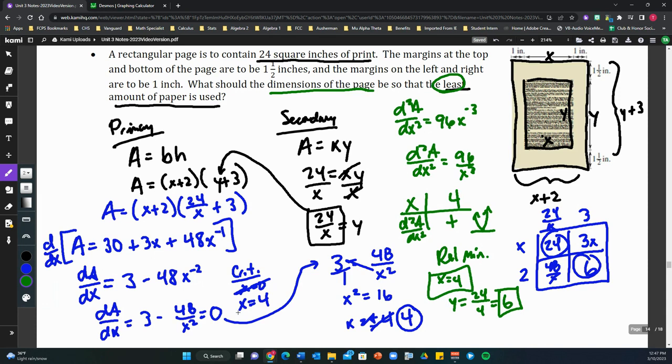To find the dimensions of the page, we would need to go back to the original primary equation. The base dimension is x plus 2, so that would be 6 inches. And then the height is y plus 3, so 6 plus 3 gives us 9 inches. So if we had a piece of paper 6 inches by 9 inches with the borders that they desired, we would be meeting the needs for the area of the print, but minimizing the amount of paper needed to create this page.